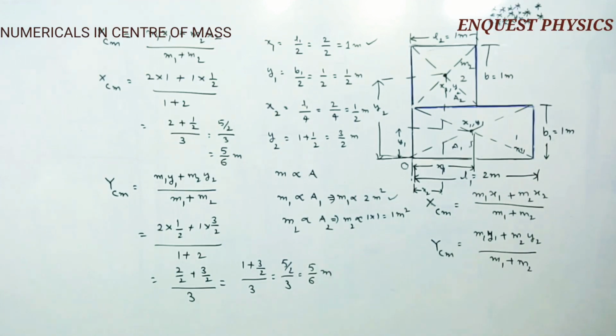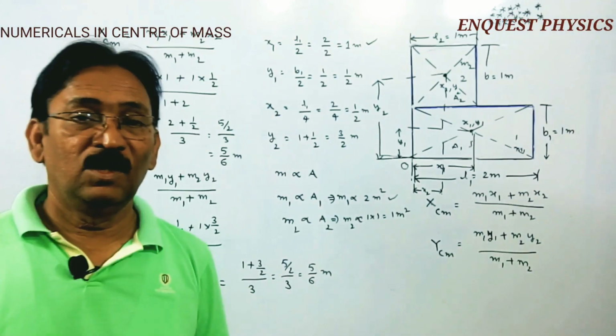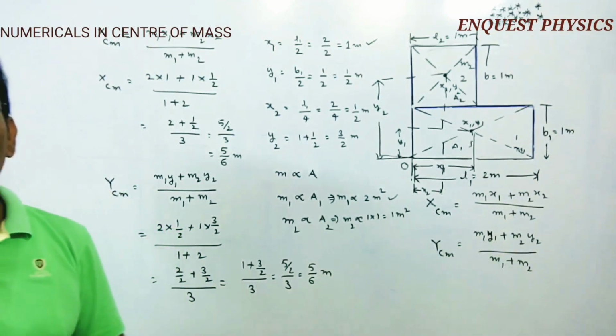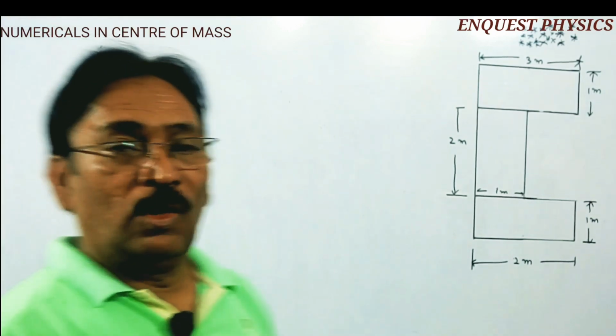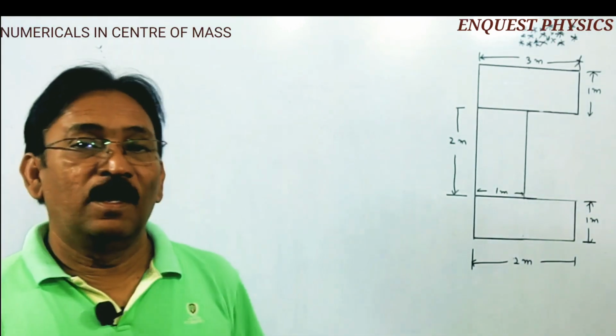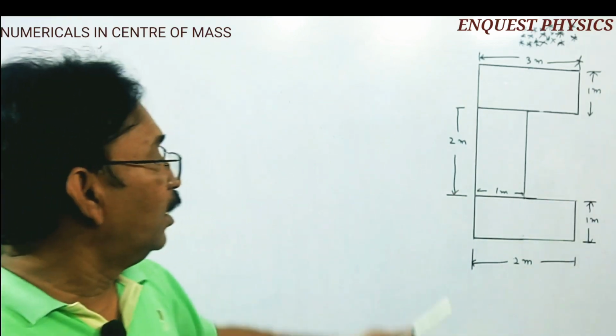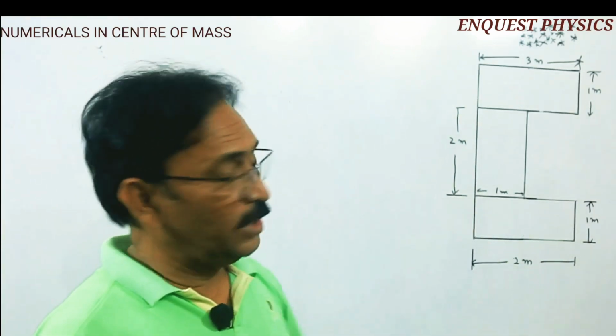Okay, students, these are the coordinates of the center of mass, xcm as well as ycm. In this way we can solve these kinds of problems. Okay, students, let's do one more problem. Here this time we took a lamina which is in the C shape.